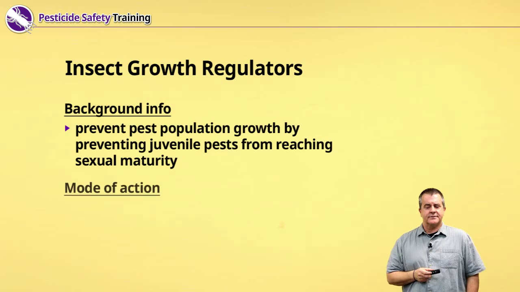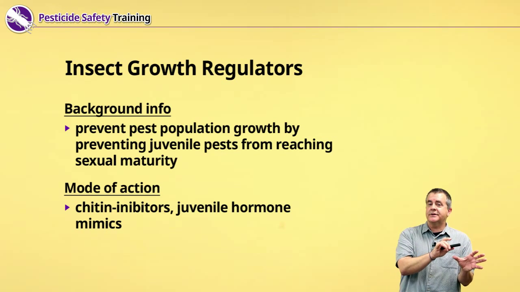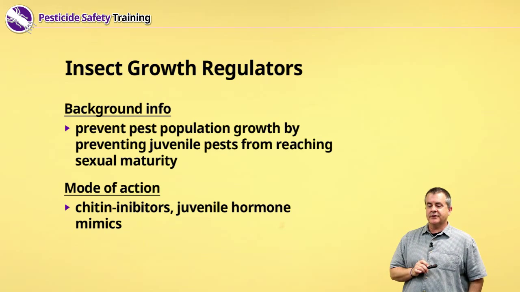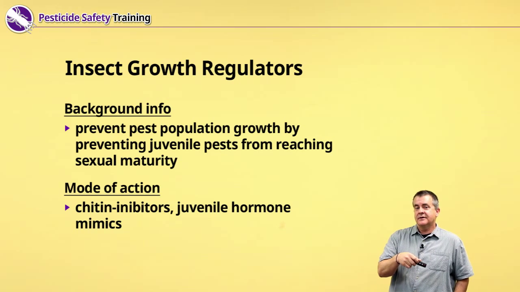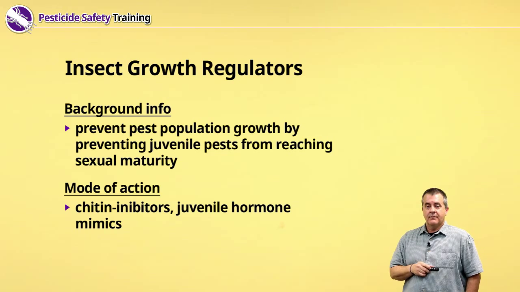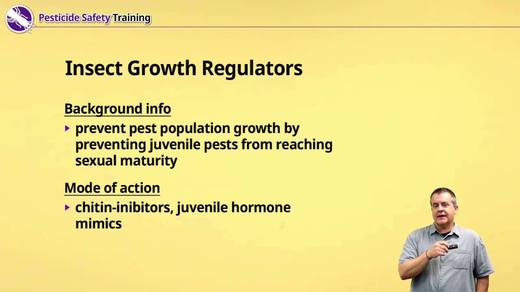Insect growth regulators. Now this is a completely different strategy. Instead of trying to kill the target pest with the insect growth regulators, what you're doing is population control. So these chemicals prevent juvenile insects from becoming mature, reproducing adult insects. Mode of action basically takes two flavors. The first one is the chitin inhibitors.